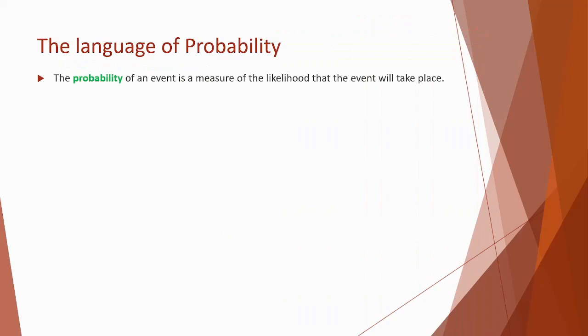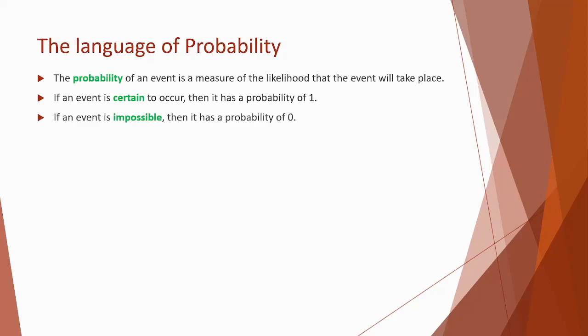So the language of probability has some specific keywords that we need to look at. When we talk about probability, we're looking at an event that is measuring the likelihood that it takes place. So we can say that that event is certain if it has a 100% chance of happening, and we call that a probability of 1. We say that an event is impossible if it has a 0% chance of happening, and we say that's a probability of 0. And any other type of event happens between 0 and 1, or 0% and 100%.